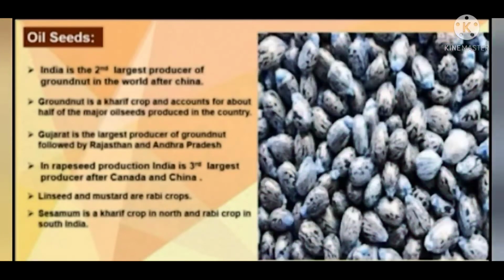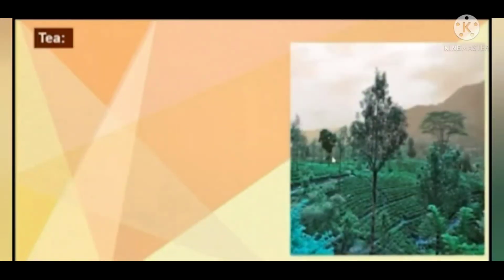Then we have castor seeds. They are again grown as both rabi as well as kharif crop. When I am saying that they are cultivated as rabi and kharif crop, I am talking about South India. The next crop is tea.